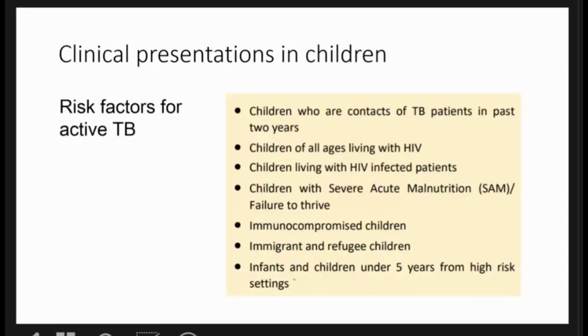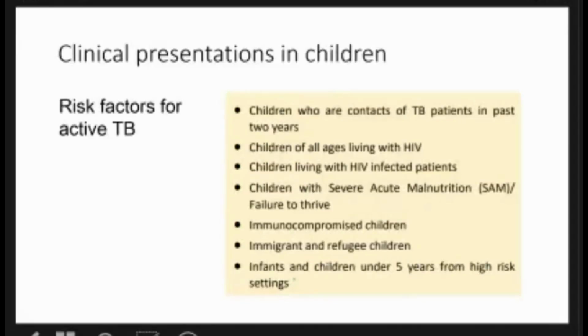And when a child presents with that sort of symptoms, we have to see whether this child is at higher risk of developing TB than the others. If the child had some sort of contact with a TB patient during the last 2 years, or if the child is living with HIV or living with an HIV infected patient, or if the child has severe acute malnutrition, or is immunocompromised or a refugee, or the child is less than 5 years and coming from some sort of high risk setting like a highly crowded community, they have an increased risk of developing TB.